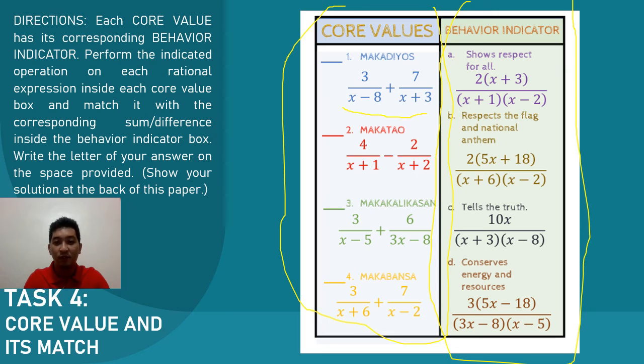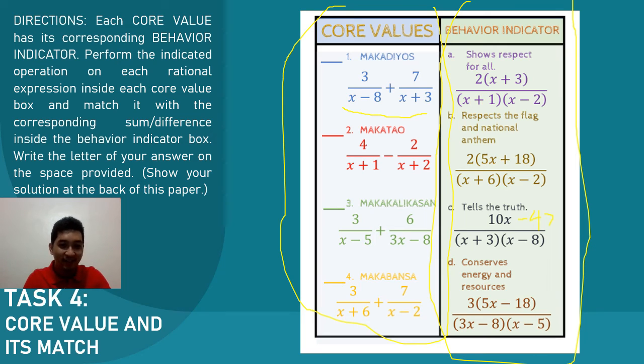Let's say for example, 3 over x minus 8 plus 7 over x plus 3. Ito ay nasagot na natin kanina, and the answer is 10x minus 47, all over x plus 3 times x minus 8. So, ano kayang indicator ang sa Maka-Diyos? It's obvious: tells the truth, letter C. So you just have to do 2, 3, and 4. I hope that's easy.